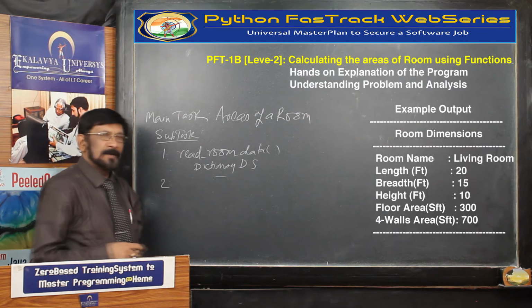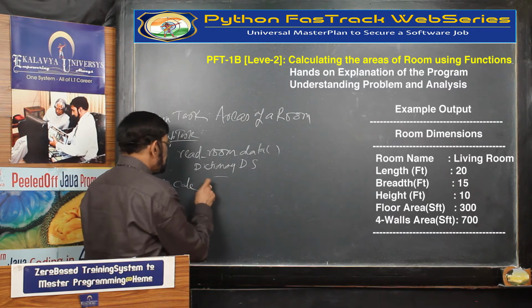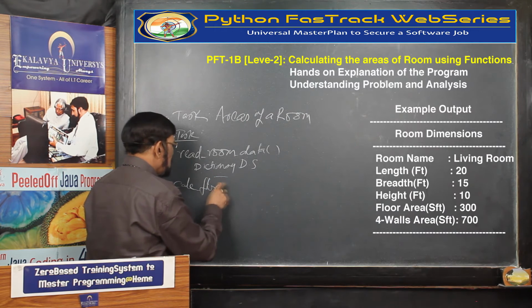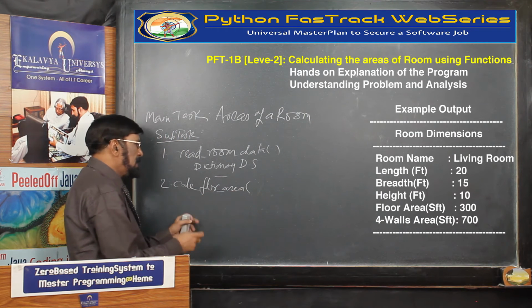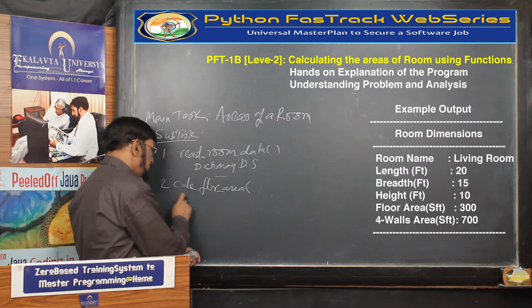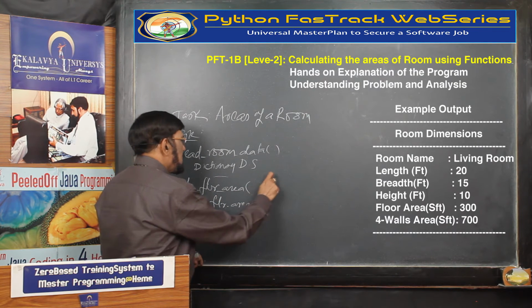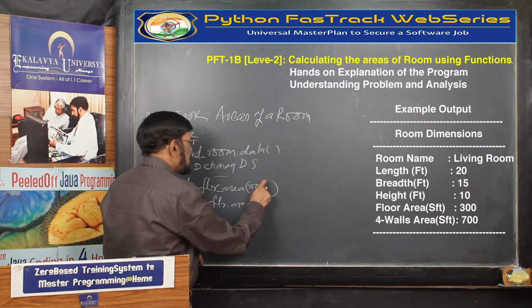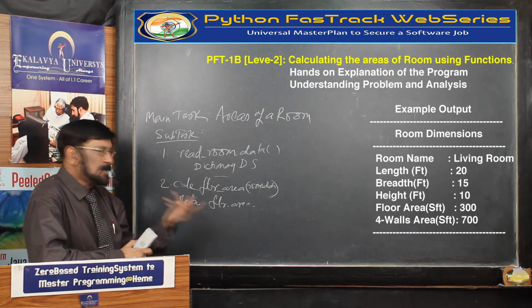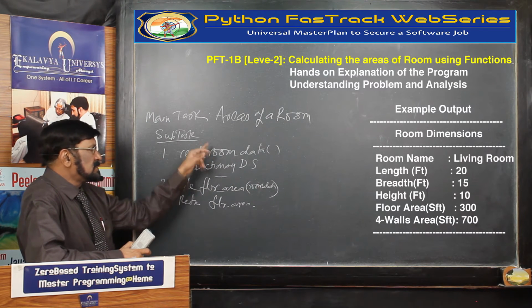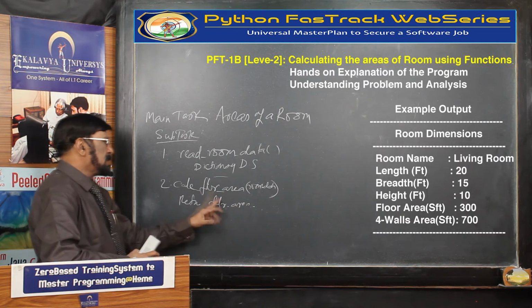Okay. Second one, what we have to do? We have to calculate floor area of the room, and it returns floor area. What do we have to provide? Room data we have to provide, because what is the formula for this? Length into breadth. So that should be provided. Already the previous function is returning it, that we are providing here. It takes that and returns floor area.